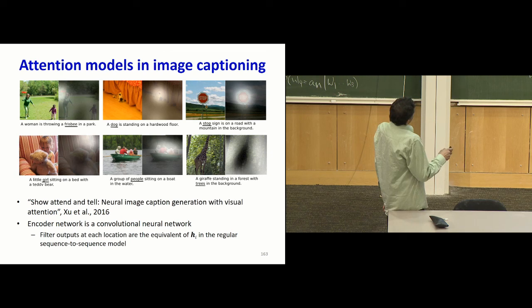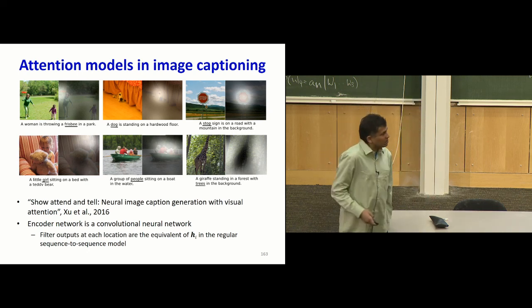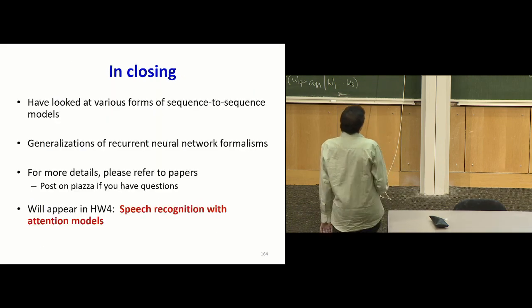A dog is standing on a hardwood floor. I don't know if there's a dog standing on a hardwood floor, but observe that when it's producing the word dog, it actually focuses on the dog's nose. A stop sign is on a road. Again, when producing the word stop, it actually focuses on the region of the image corresponding to the stop sign, and so on.